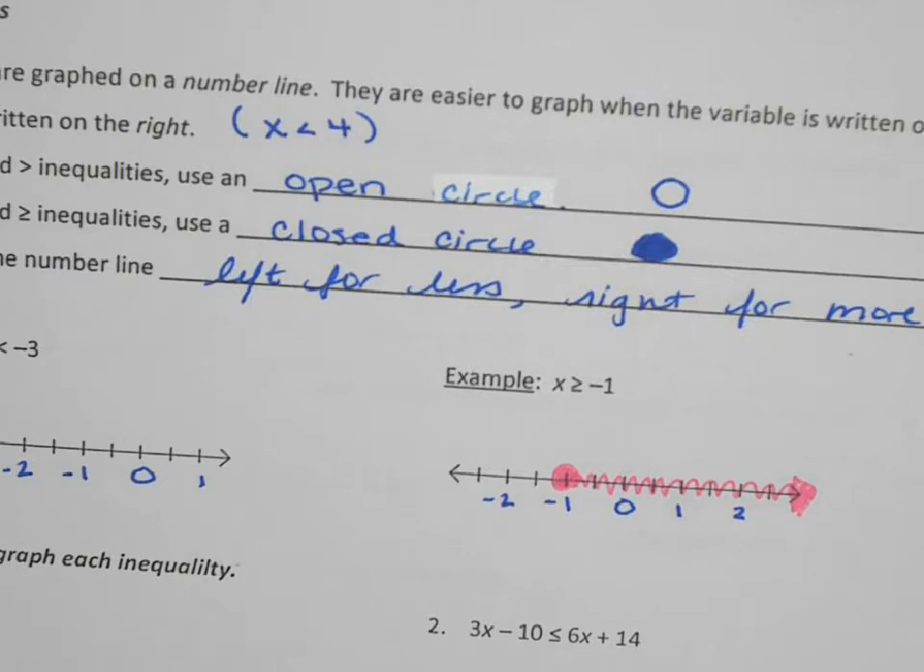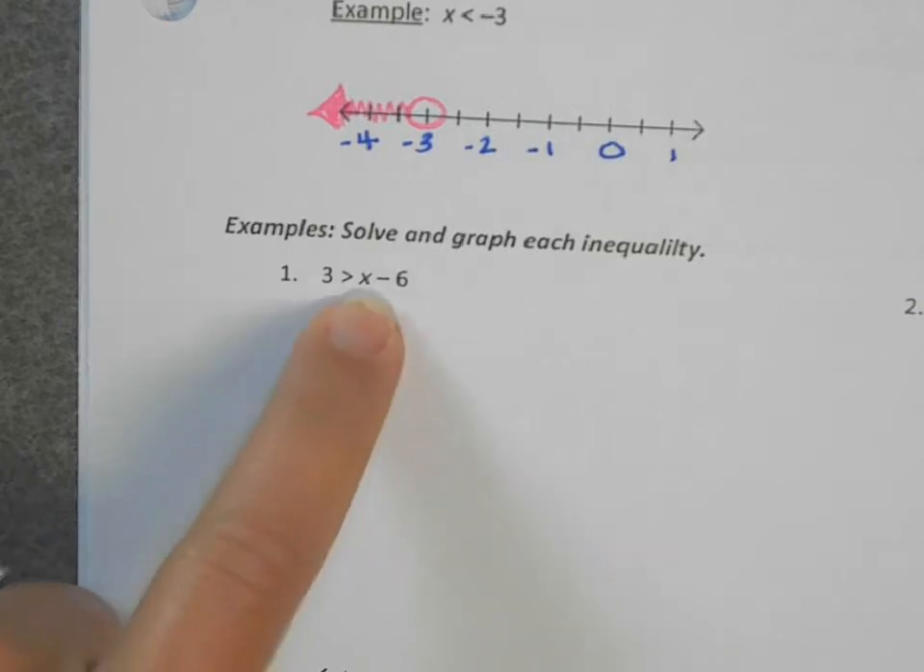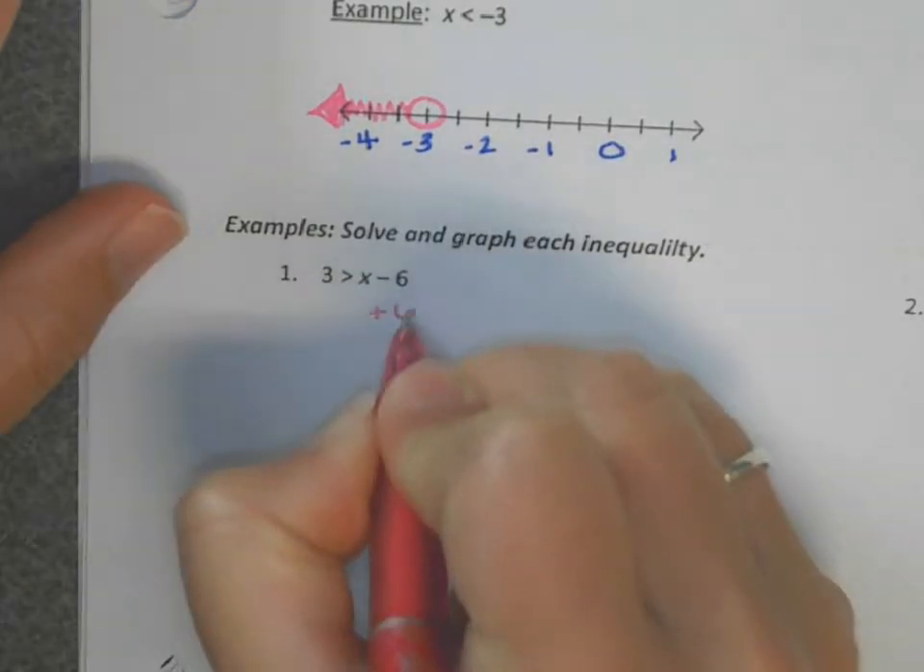Okay, so then we have some examples where we're actually going to have to do some solving. X is not just given as bigger than or less than a certain number. Instead, it has 3 is greater than x minus 6. So you have to work to get x by itself. You're going to solve it just like an equation, but don't forget that new rule: if you multiply or divide by a negative number, you must flip the sign. So in this one, x minus 6, we want to get x by itself, so we're going to add 6 to both sides.